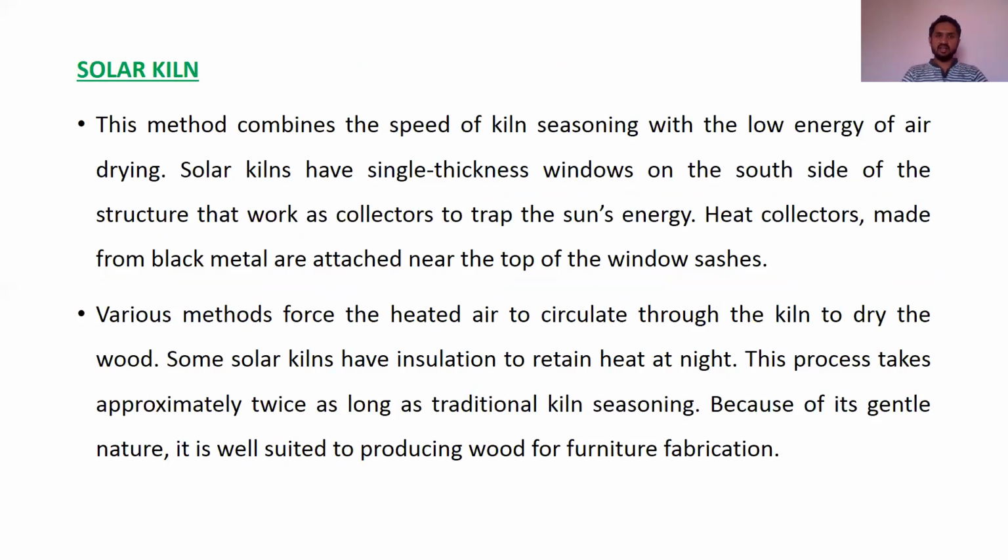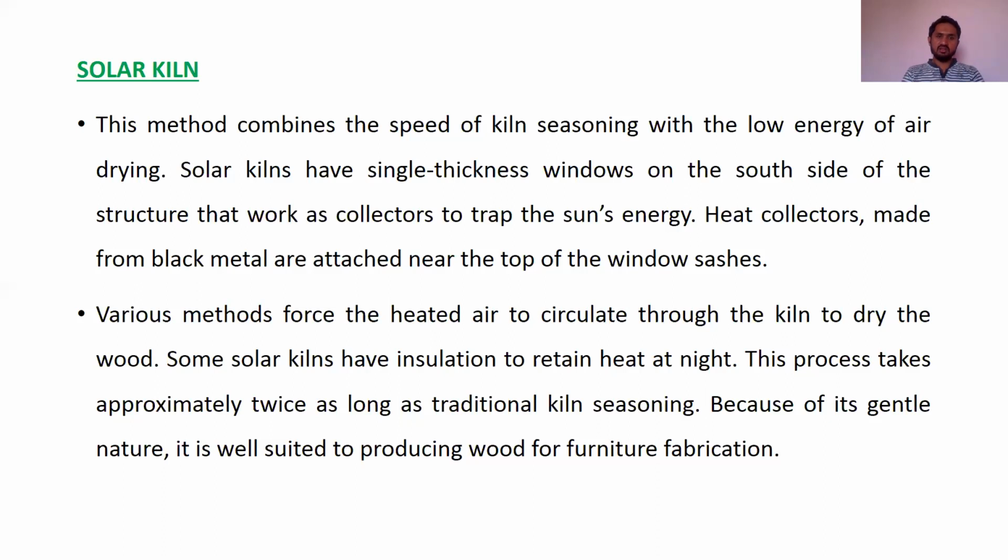Solar kilns have a single thickness window on the south side of the structure that works as a collector to trap the sun's energy. Heat collectors made from black metal are attached near the top of the window sashes. So here we have a container, and we have a window of uniform thickness, which is facing the south end, which absorbs the solar energy and gives it to the inside container. That is the solar kiln.